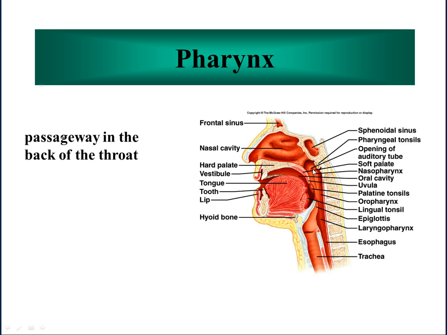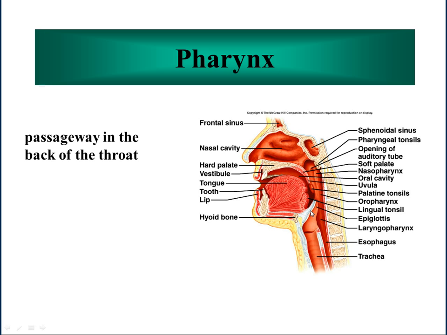But anyway, this upper section is the nasopharynx. This whole thing's the pharynx, but it's divided into two parts. The upper section closest to the nose, the nasal cavity, would be the nasopharynx, and then the oral pharynx is the back of the throat.